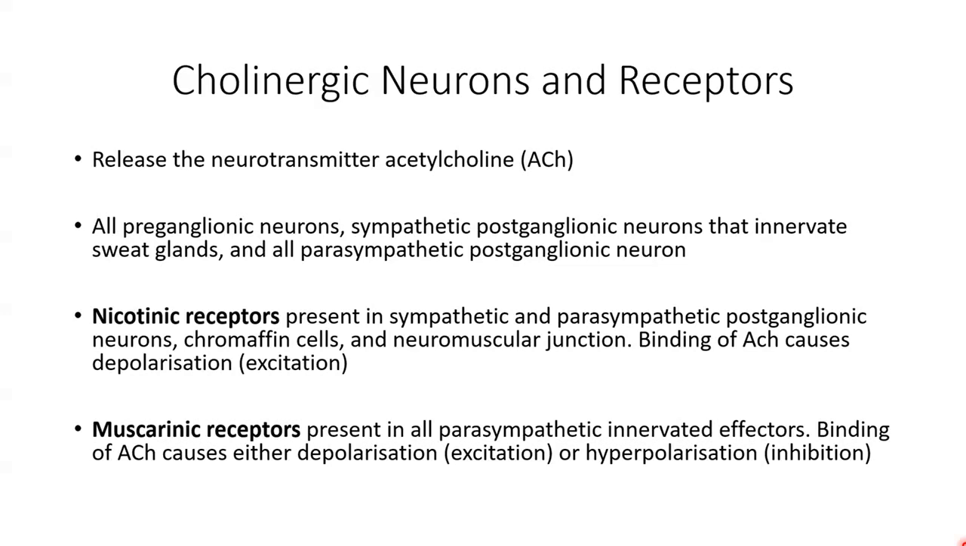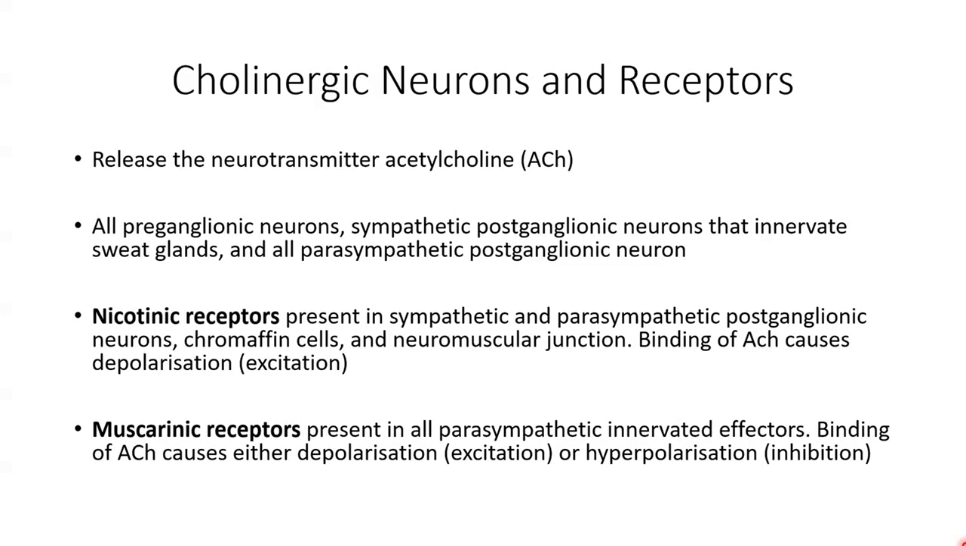Our muscarinic receptors are found in the plasma membranes of all autonomic effectors, so our cardiac muscle, our smooth muscle, and our glands, which are innervated by our parasympathetic postganglionic axons. In addition, most sweat glands are innervated by cholinergic sympathetic postganglionic neurons and possess these muscarinic receptors.